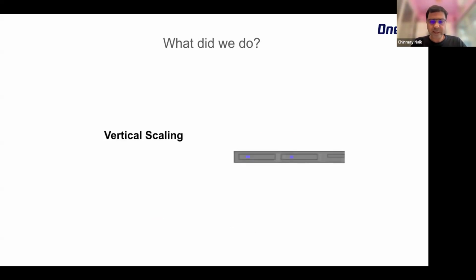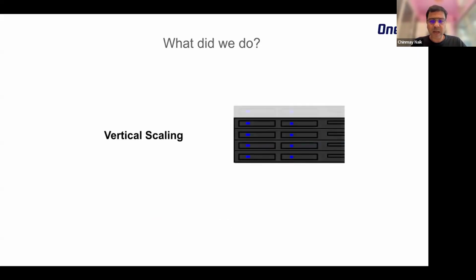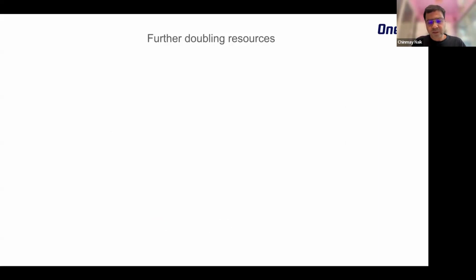So, for example, what did we do here before we move on? We did vertical scaling. We basically added more hardware to a single machine. We increased the resources on that machine, so that's vertical scaling. And if we further double these resources, we further kept on saying, okay, let's run it on an even bigger machine, even bigger machine, even bigger machine.